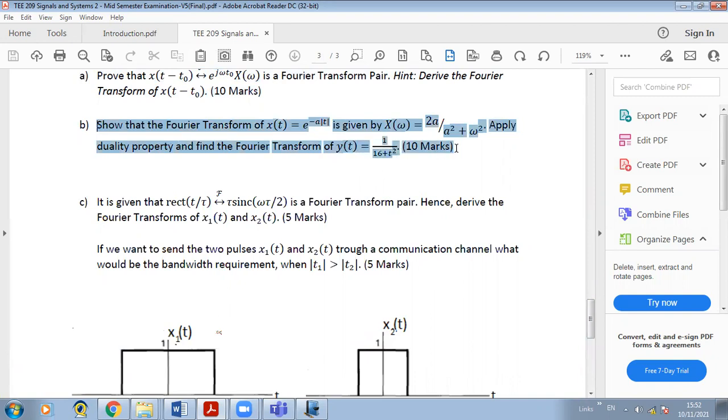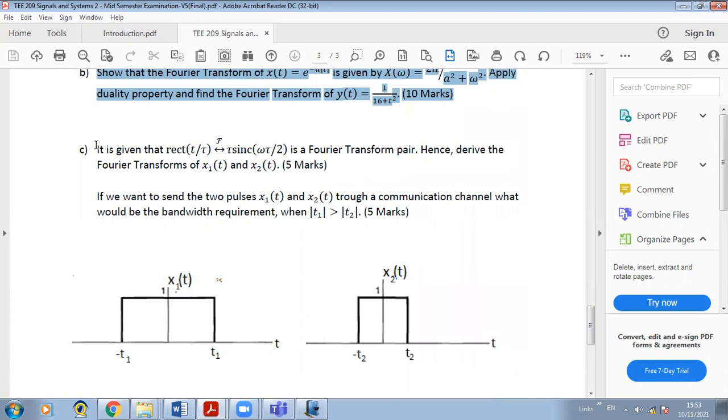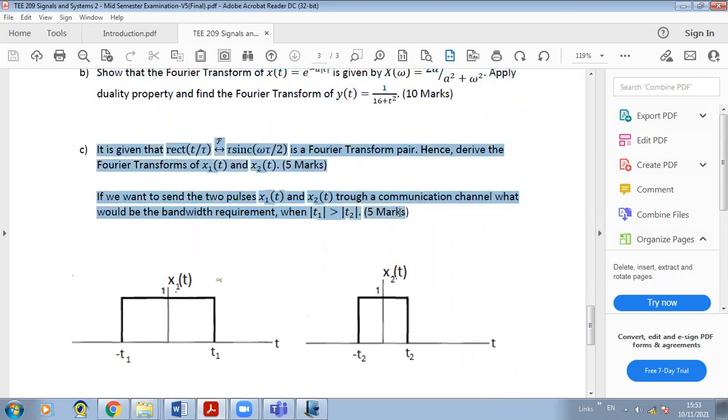We have to use the duality property to find the Fourier transform of this signal. We can directly do it, but the integration is somewhat difficult. So we can use the duality property and easily find the frequency domain signal of this signal. Here also I'm not going to do this, and this one also I have discussed.